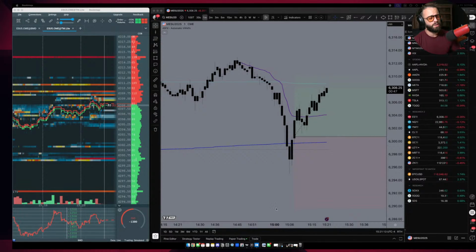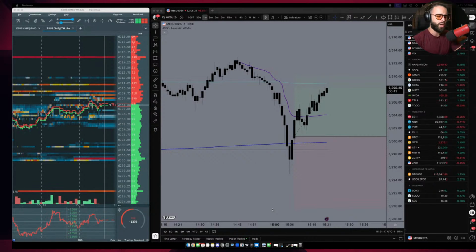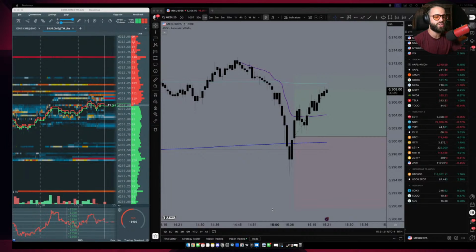You sprinkle in Bookmap to tell you where to put your stop loss, a little bit of market structure to put your stop loss. You're going to win 60%. That's what I tell everybody. And if you win 65 or 70%, great. But that's usually what we've seen people do with this.